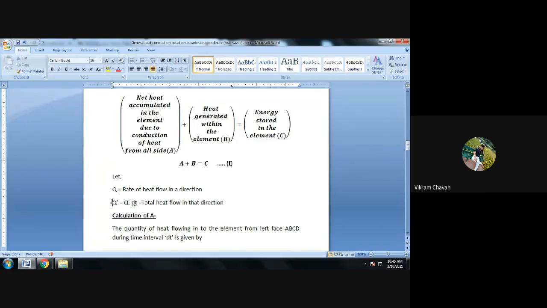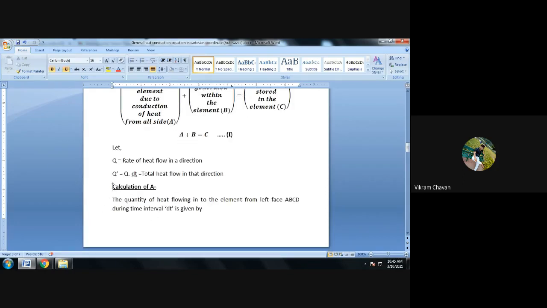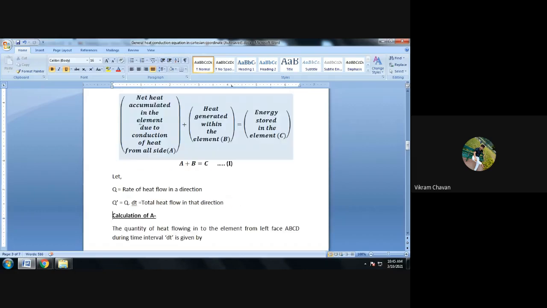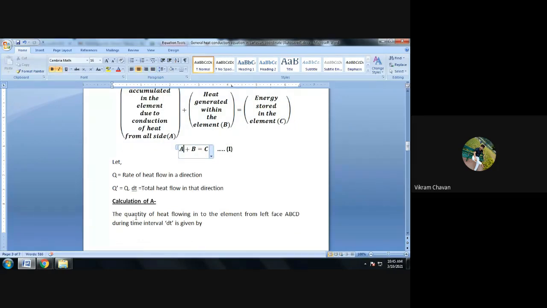Okay, so two nomenclatures we have discussed, Q and Q dash. Q is the rate. Rate means per second how much heat is flowing. And if you are considering a 60-second time period, how much heat flows in that period is nothing but Q dash. Simple. Then further, calculation of part A. Part A is the net heat accumulated in the element due to conduction of heat from all sides, so first we have to determine A.